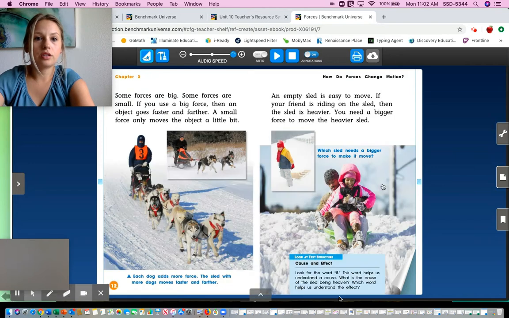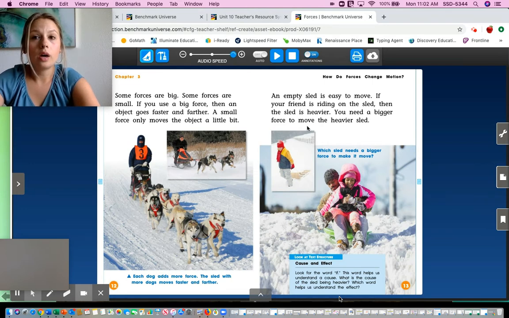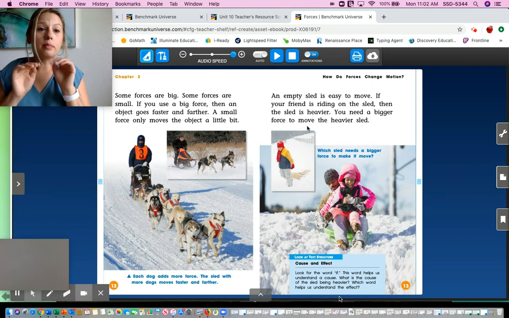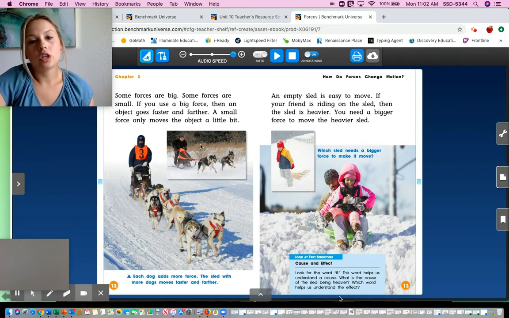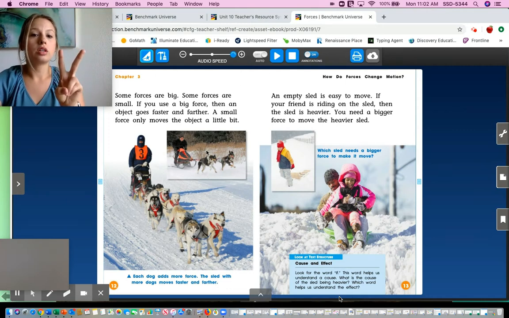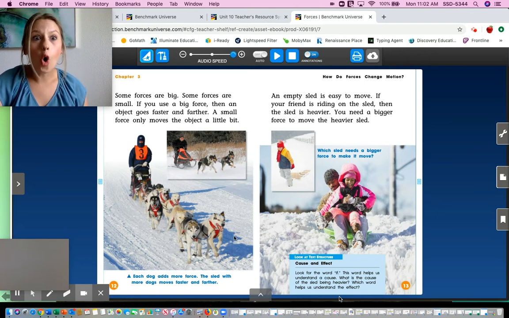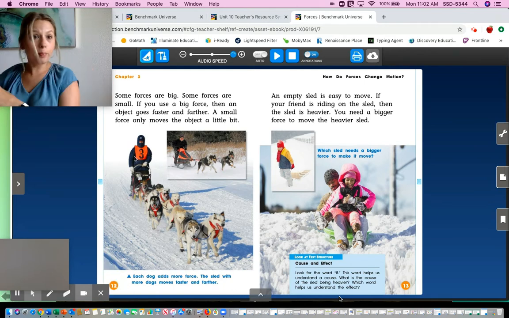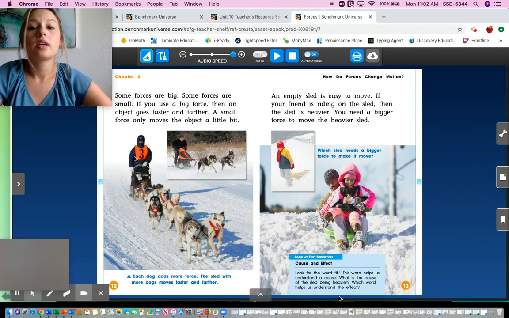Then we moved on to, still chapter 3. We were talking also about how there can be a little force, a little push, or a big force, a big push. So we were looking at the dogs here. There's only 2 dogs. And there's one person on the sled. It might be moving slow, so they're pulling kind of slow. But if you have a whole bunch of dogs and there's only one person still on the sled, that's a bigger pull. They're probably going to go a lot faster and a lot farther.